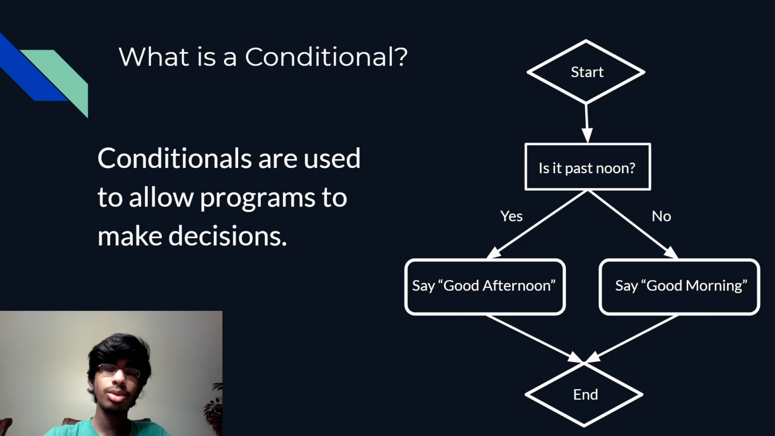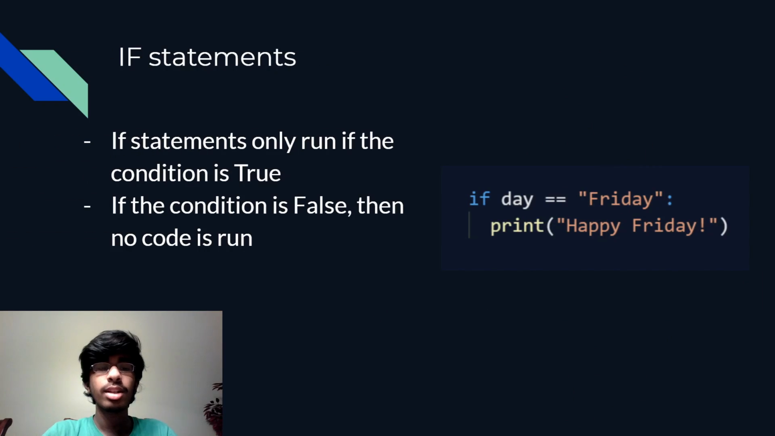Now, let's see how we can use conditionals in Python. First, let's take a look at if statements. If statements are the simplest conditionals you can have in Python. Here we see the syntax of an if statement. It starts with the word if, and then it has a condition. This condition has to evaluate to either true or false.